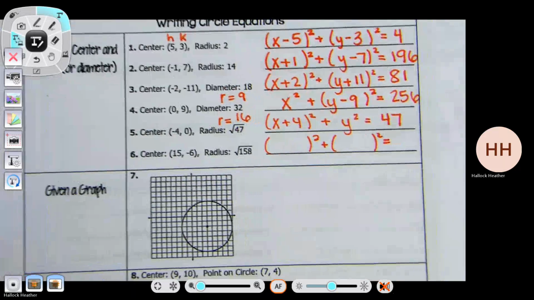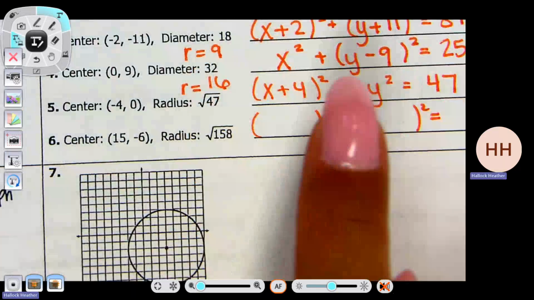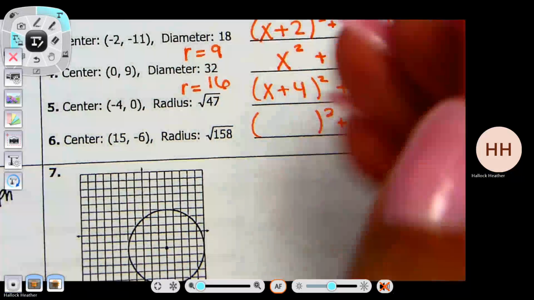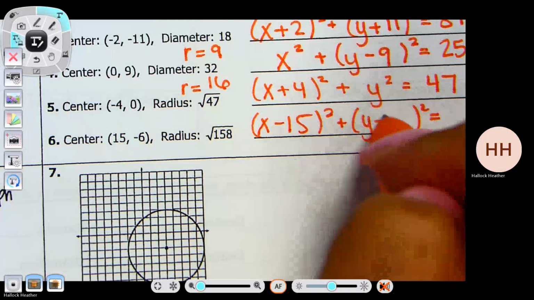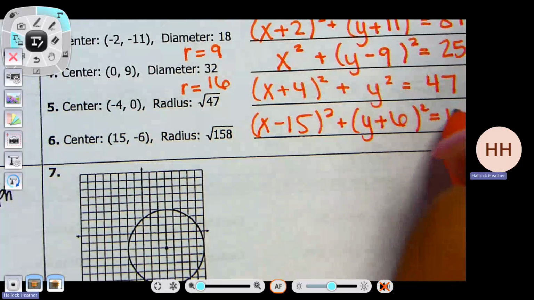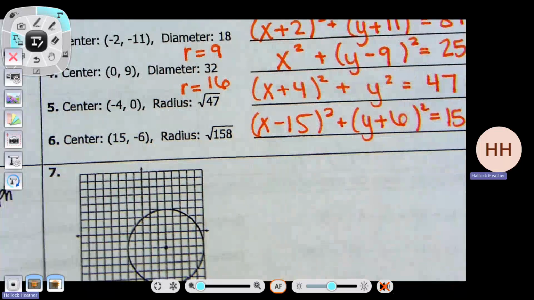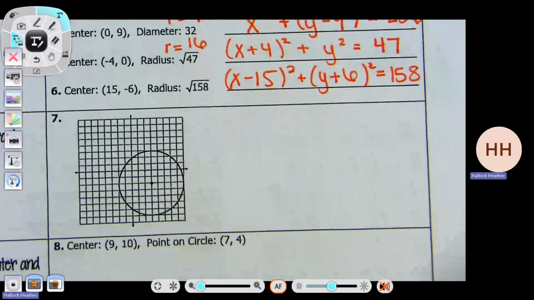Okay, so what's the first set of parentheses? Plus y. Beautiful. Okay. So next thing is literally the same, but now I'm giving you a graph.